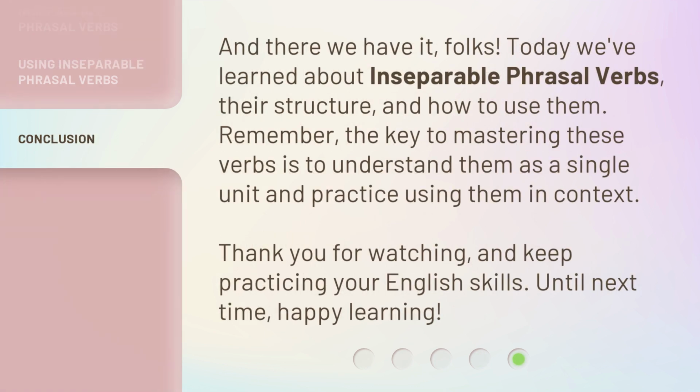And there we have it, folks. Today we've learned about inseparable phrasal verbs, their structure, and how to use them. Remember, the key to mastering these verbs is to understand them as a single unit and practice using them in context.